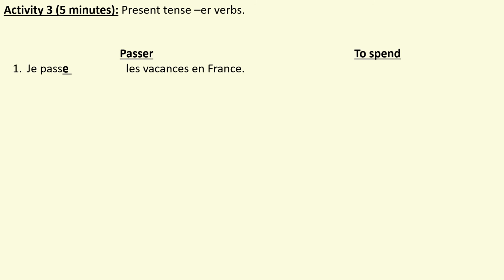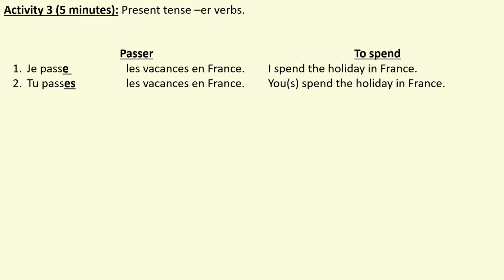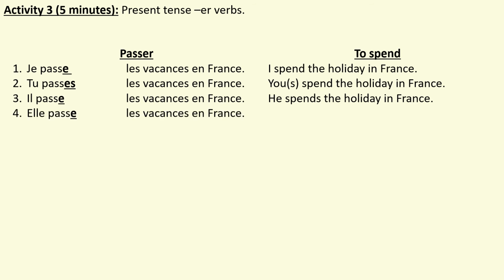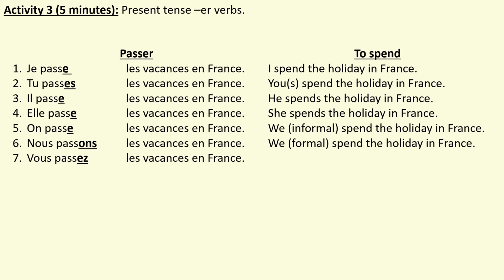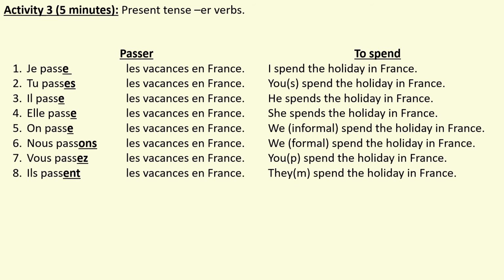Now the first pronoun in French is je. So je passe les vacances en France means I spend the holiday in France. Now please note that at the end of pass you just put an e and that's it. Tu passes, you spend, and this time you've got es for the ending. Il passe, he spends. Elle passe, she spends. On passe, we spend informally. Nous passons, we spend formally. Vous passez, ils passent, and elles passent.